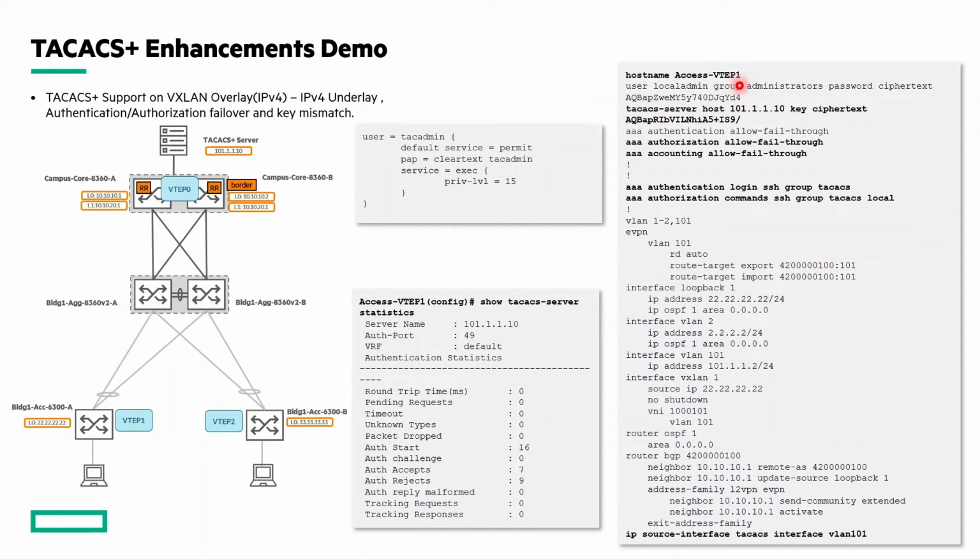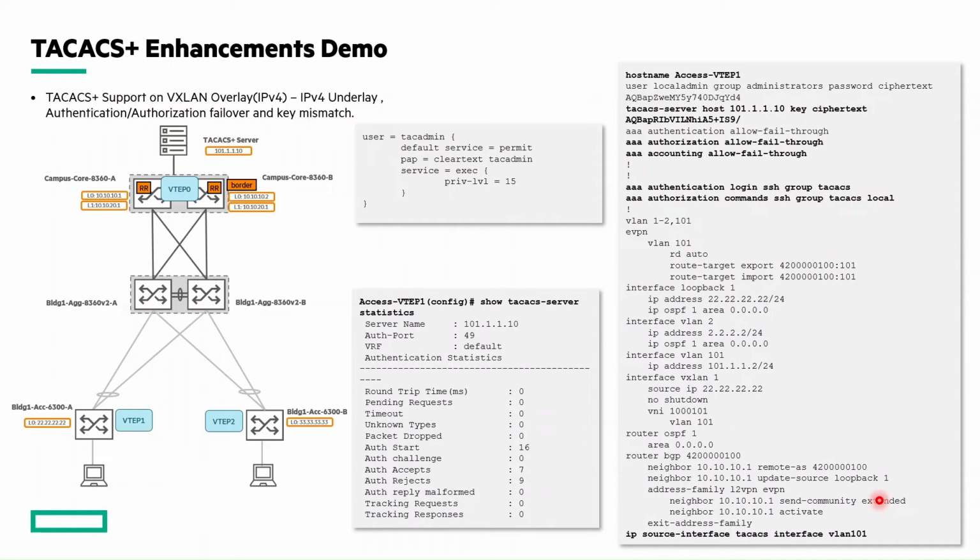So here is the configuration I'll be using for this demo. First, I have configured the TACACS server, and then I have enabled authentication, authorization, and accounting with allow fail through. I'll be using SSH for this feature, so I have enabled authentication of SSH using TACACS and authorization of SSH using TACACS as well.